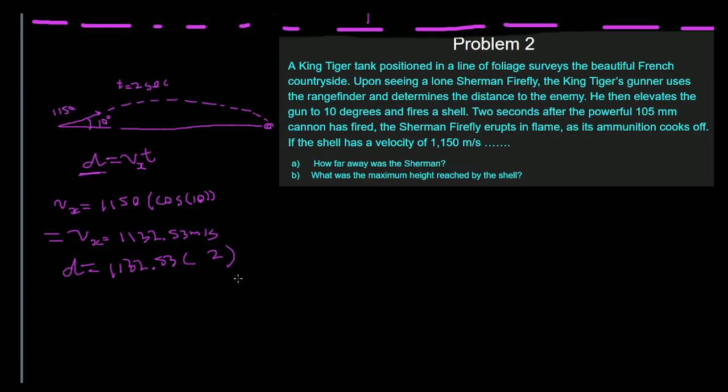So we multiply this by 2, and now we get 2265.06, which is approximately 2.265 kilometers. The font kind of got messed up. So I guess this is our solution to A.